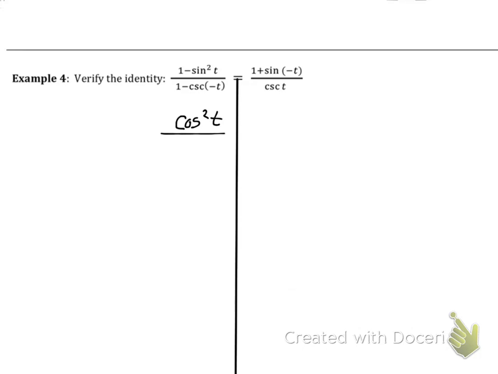Cosine squared of t. And then I'm going to go to the bottom and say I don't want a negative t in here because it's going to be hard to push a negative inside of this. So I'm going to either bring it out front or I'm just going to let it disappear. What am I going to do with that negative t value? Am I going to pull it out front or is it just going to disappear? And this is on your identity sheet.